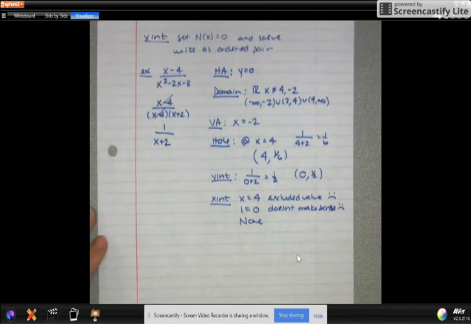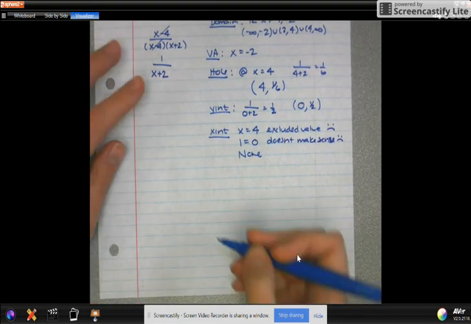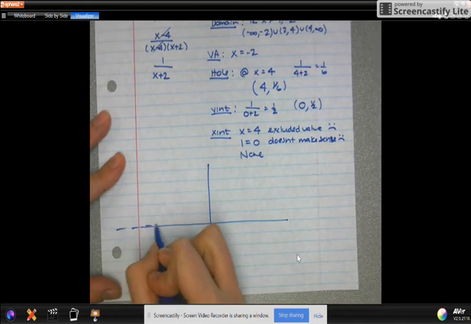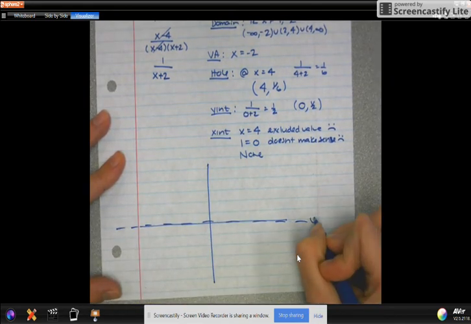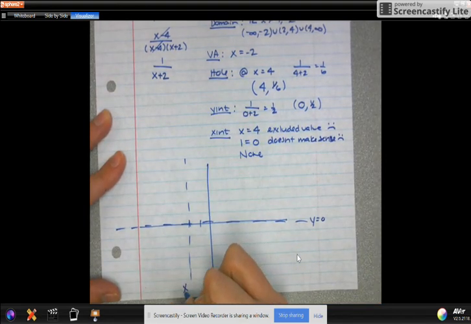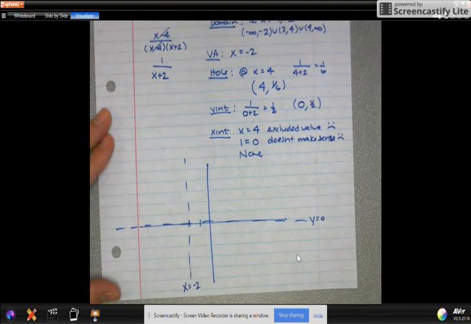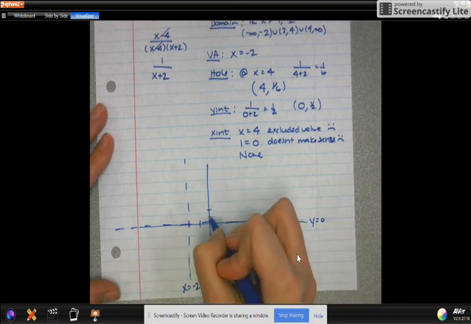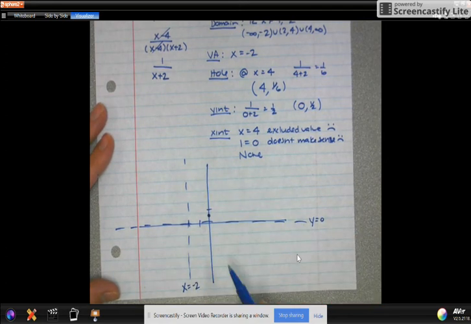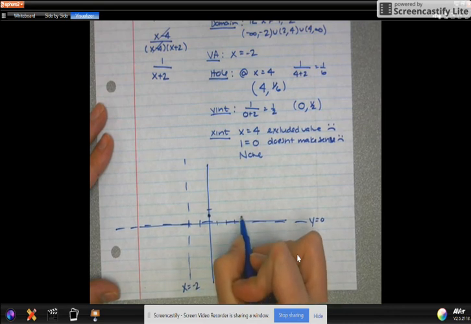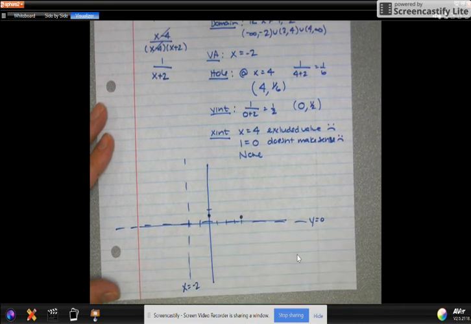So let's take a look at what this is going to look like on the graph. And this is what we're going to focus on next week. I know I have a horizontal asymptote at y equals 0. I know I have a vertical asymptote at x equals -2. I also know that there's a y-intercept at 0, 1/2. And I know that I'm never crossing the x-axis because I don't have an x-intercept. So 1, 2, 3, at 4, 1/6, I have a hole.